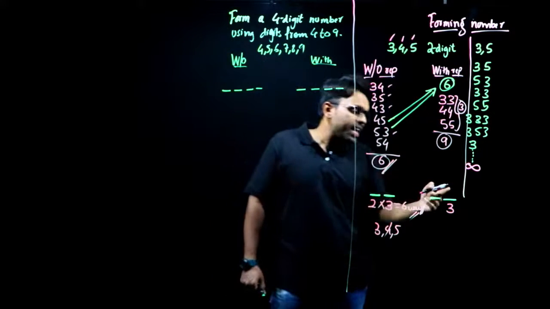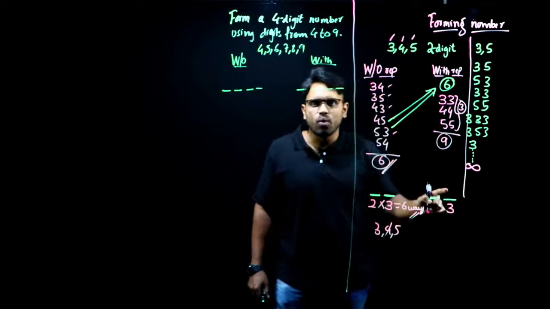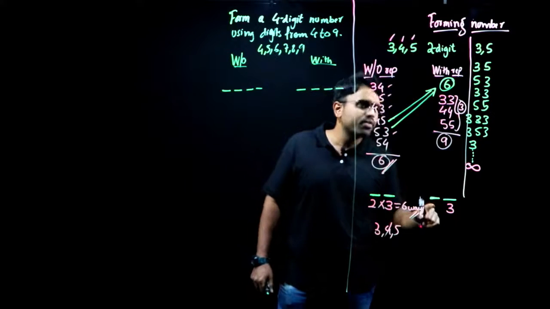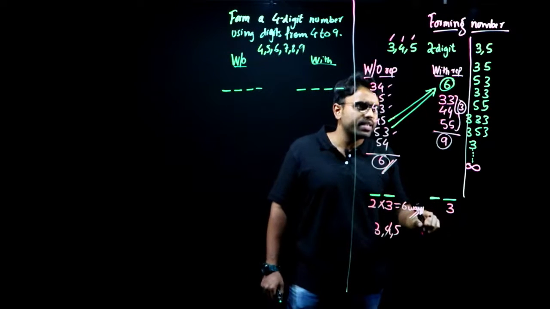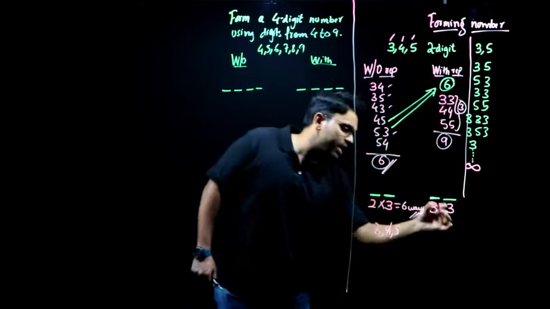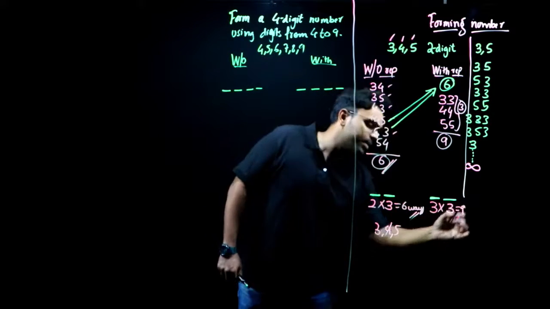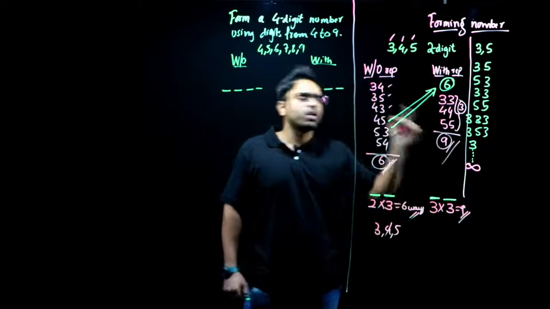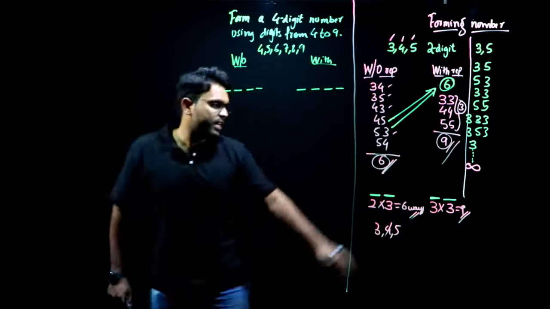Now, I can use the number that I've used. So in how many different ways can I fill the second blank? I can fill it in again 3 different ways. So 3 into 3 gives me a 9. That is exactly what I've got here.